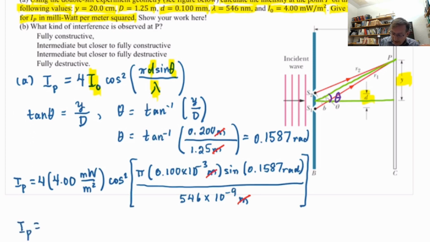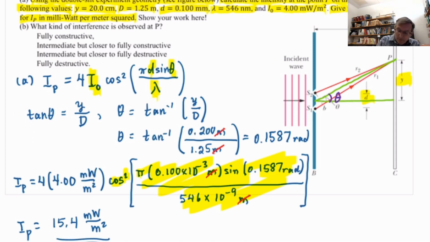I would put all these numbers in my calculator. I would then take the cosine of it, and then I would square it. And then I would multiply by 16, yes? And I'll get the intensity in milliwatt per meter squared. 15.4 milliwatt per meter squared. That's the intensity at the point P that they're talking about.